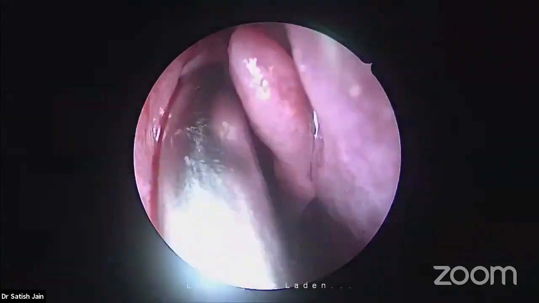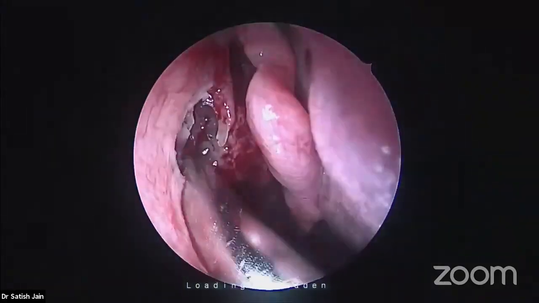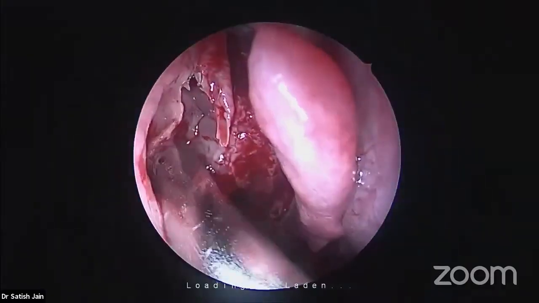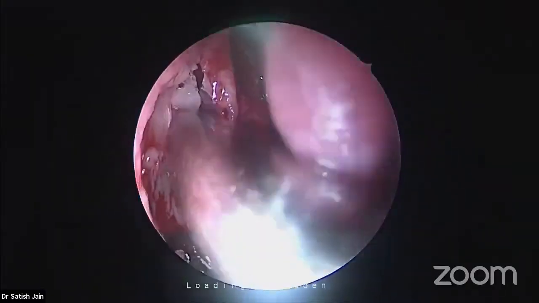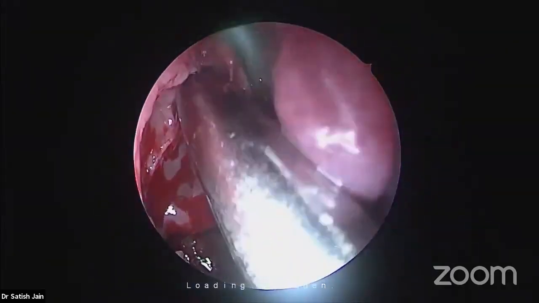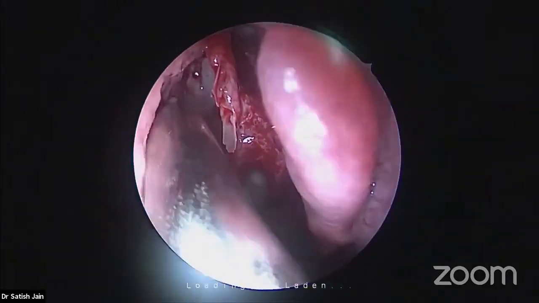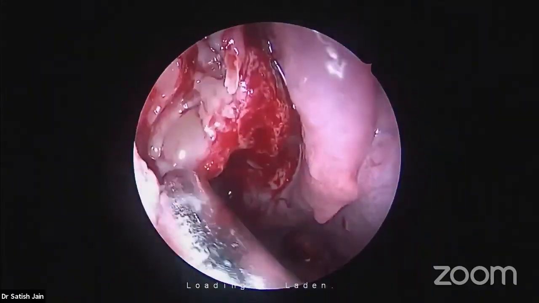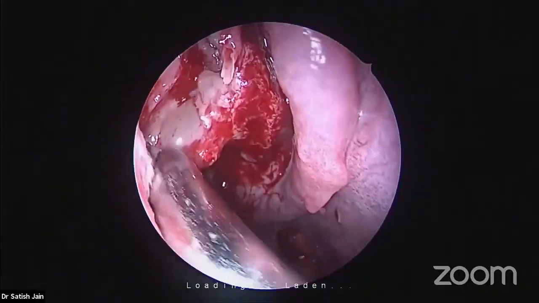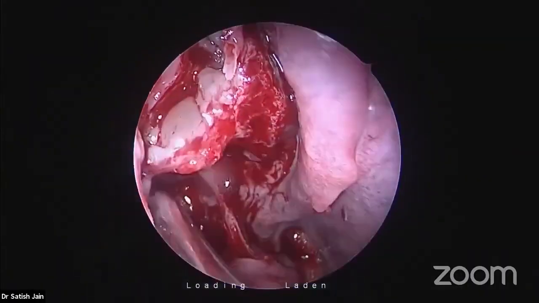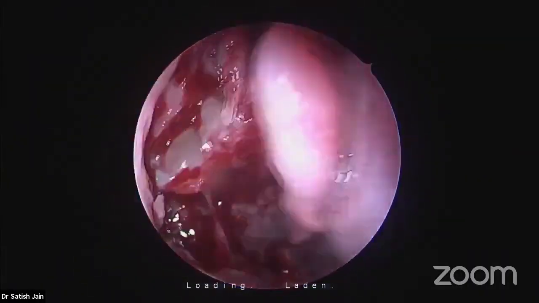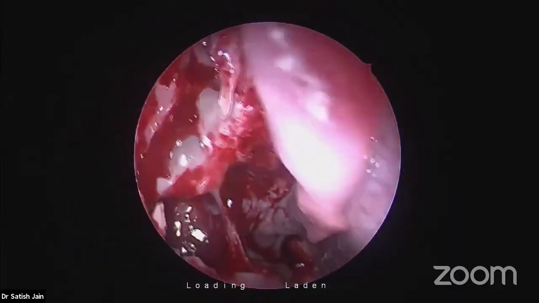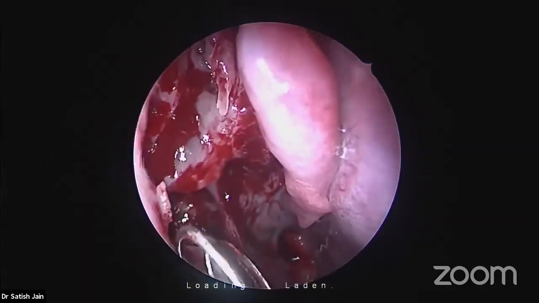You can use a through-biting forceps also. See this, completely debride the upper part of the uncinate and you will be right at the lateral limit of your dissection, that is the orbit. See the lamina papyracea. While removing the uncinate, you have to be careful not to damage the lamina. That's why we don't recommend the sickle knife. Look at the CT scan. If the space is not much, do not use the sickle knife, rather use a reverse biting forceps.